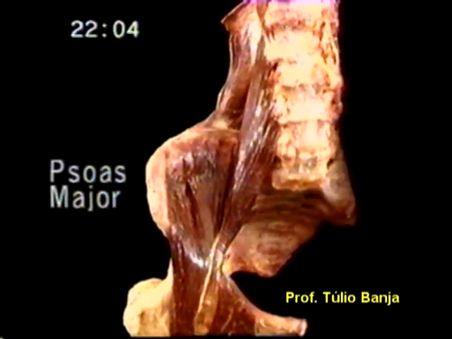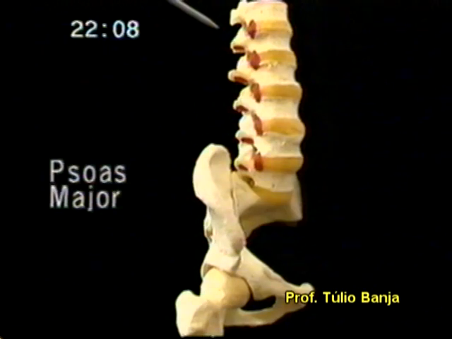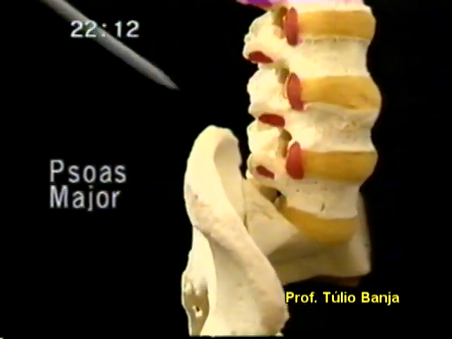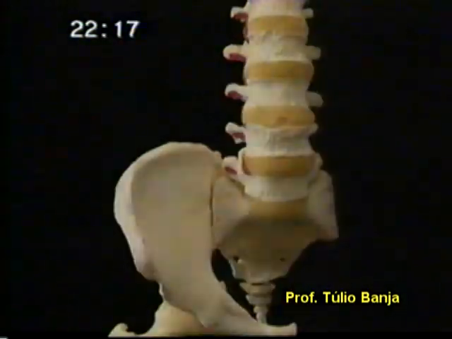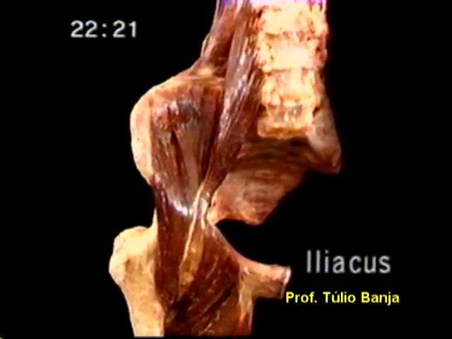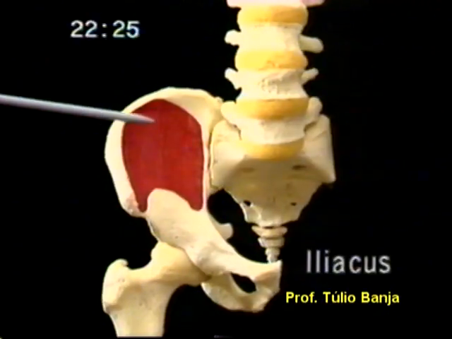Psoas major arises from the transverse processes of all 5 lumbar vertebrae and from the sides of the intervertebral discs and the adjoining vertebral bodies. We'll see its insertion in a moment. Here's iliacus. Iliacus arises from almost all of the inner aspect of the wing of the ilium.